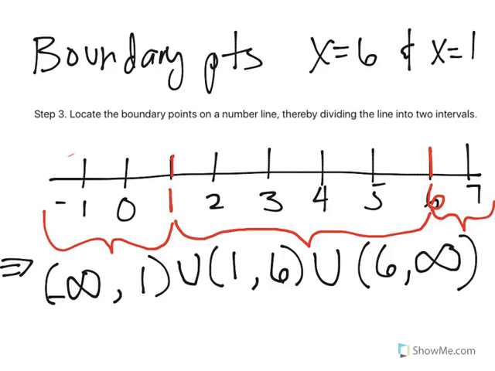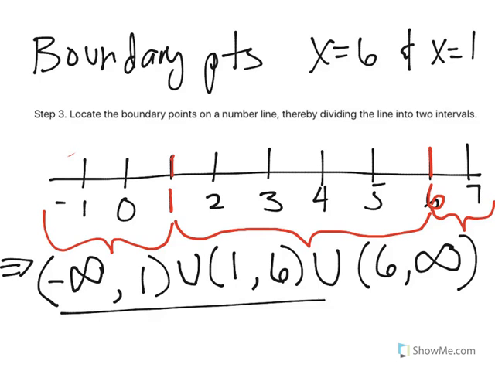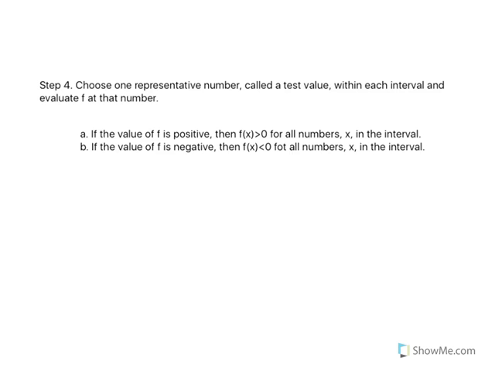Okay, so negative infinity to 1. Let me make this a little bit better. It's negative infinity right there. This is negative infinity to 1, 1 to 6, and then 6 to infinity. So these are our intervals right here. So let's go to the next one. I'm going to write my intervals again.